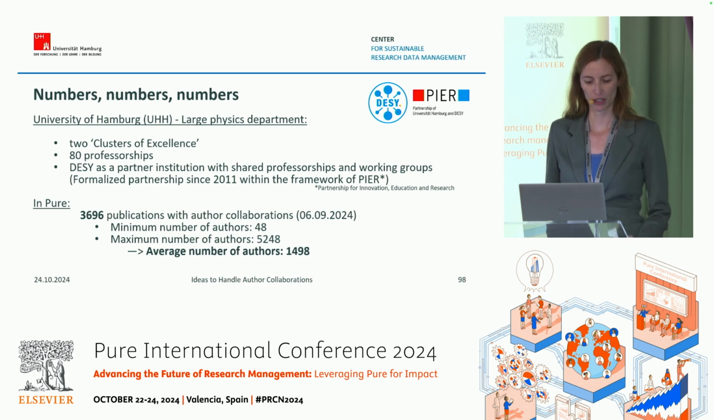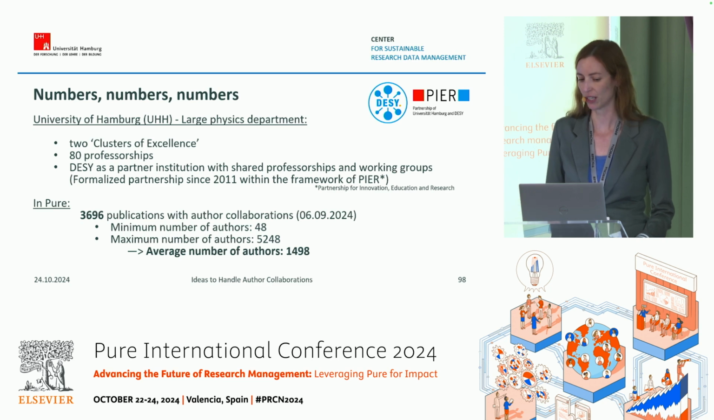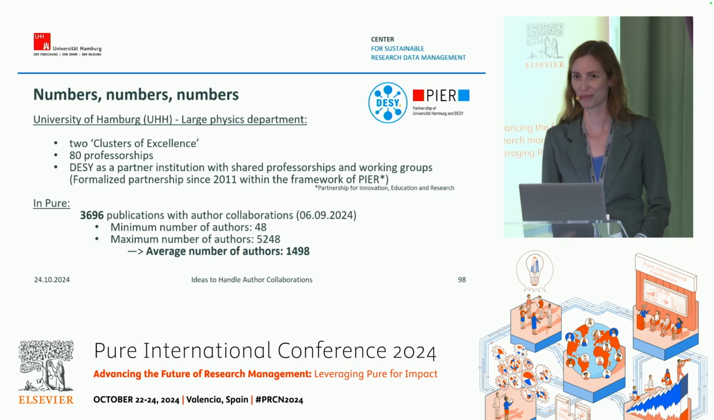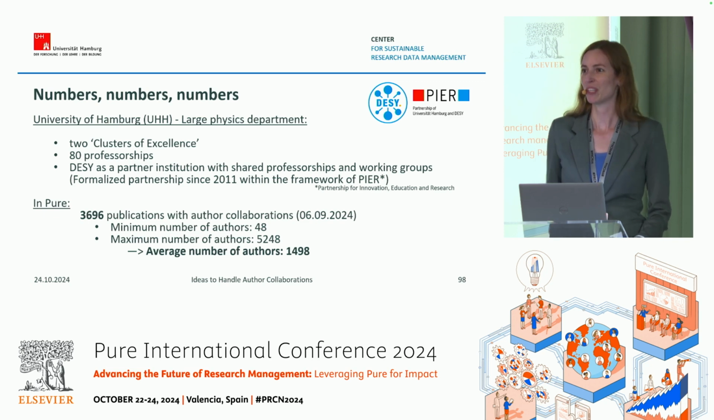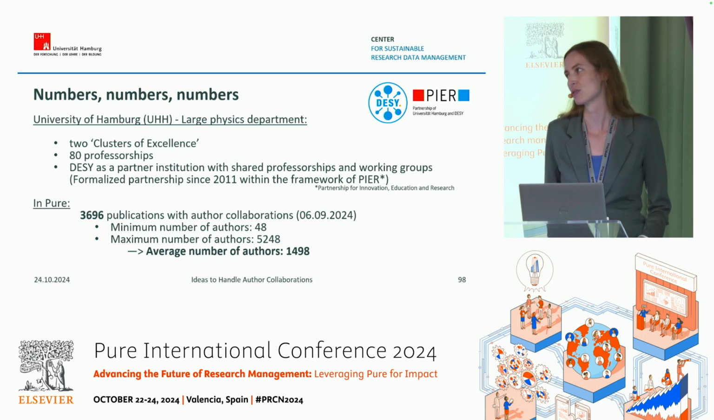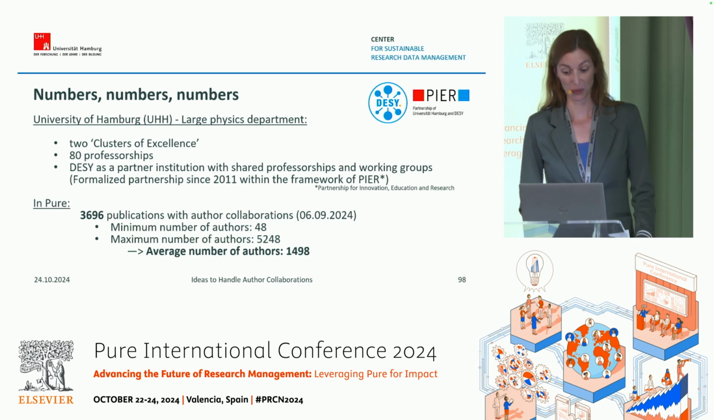When we look in Pure, there are 3,700 publications containing an author collaboration. The smallest number of authors in a publication which has an author collaboration is 48, and the largest one is 5,248. The average number of authors in publications that have an author collaboration is roughly 1,500. So it's a lot.